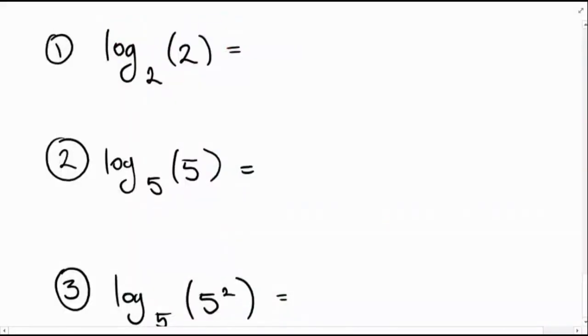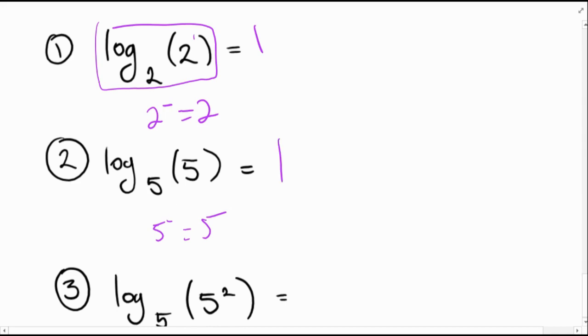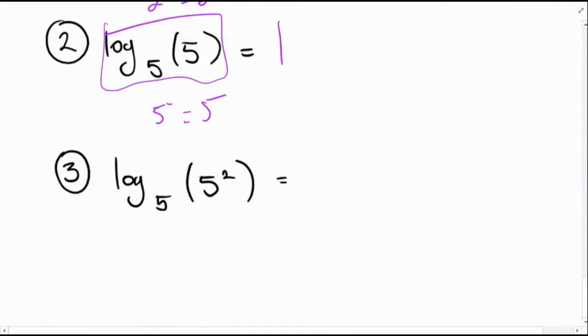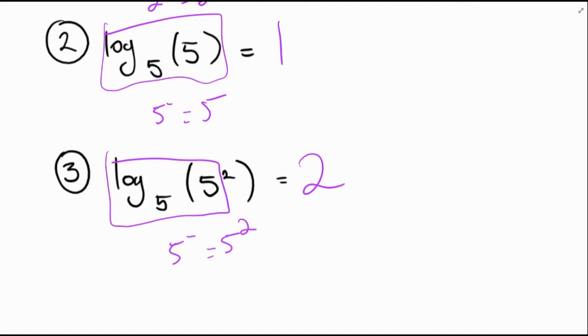Let's do a last couple here. If we have log base 2 of 2, we're saying 2 to the power of something equals 2, which I know is 1. Again, these are canceling out, if you notice. 5 to the power of something equals 5. Well, I know that is also 1 because these are canceling each other out. Log base 5 of 5 to the power of 2. Well, 5 to the power of what equals 5 to the power of 2? So I know my answer here is 2 because these are canceling each other out. And that's the basics on logs.